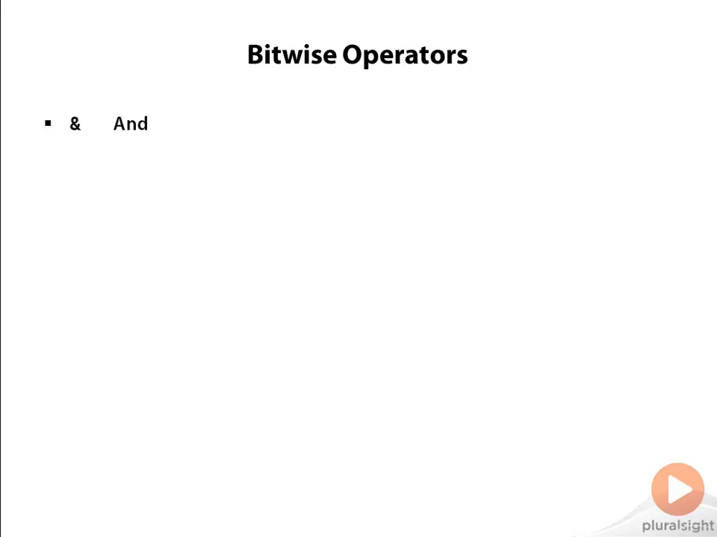The bitwise AND operator delivers a set of bits where each bit is 1 if the corresponding bits in the left and right operand are both 1. The bitwise OR operator produces a set of bits where each bit is 1 if either or both of the corresponding bits in the left and right operands are 1.